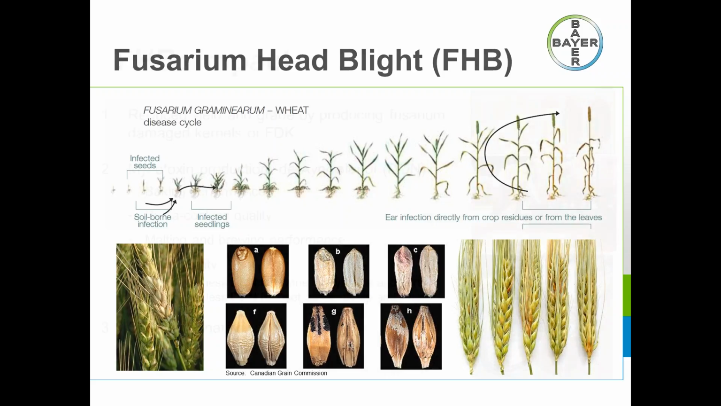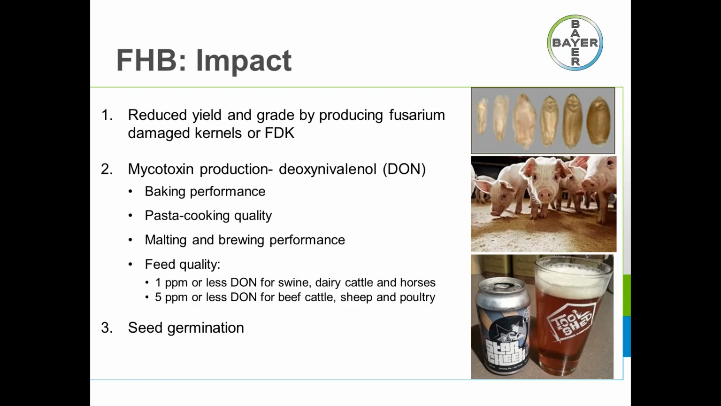And why is this a problem? Well, the impact is quite serious. Reduced yield is obviously one. Having the FDK, or the Fusarium damaged kernels, reduces your yield. But more importantly, there is a reduction in quality.